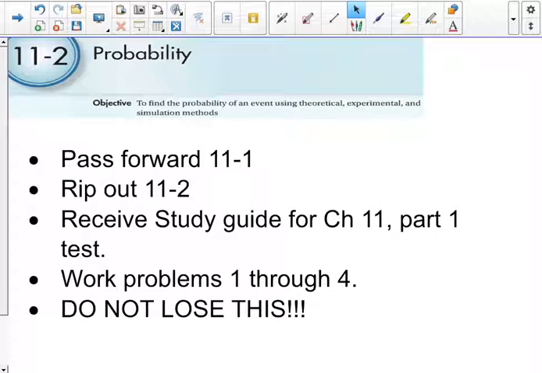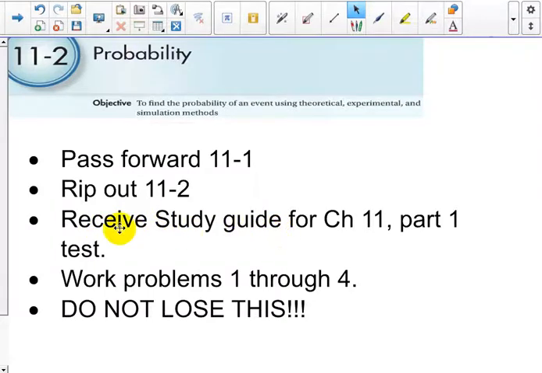All right. So right now you should be passing forward 11.1. That was our homework. It was online and videos out there. You should also rip out 11.2 because that's what we're working on today. And it's very possible that we'll even get through our lesson before you walk out of here and be done with your homework.